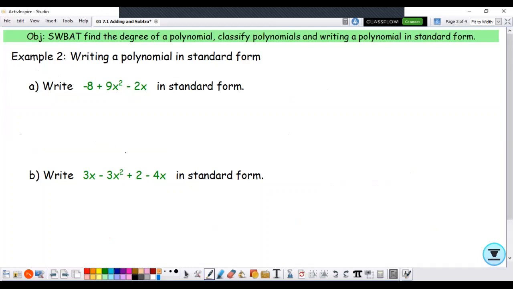So let's practice writing these polynomials in standard form. What you want to do is identify the term with the largest exponent. In this case, it's 9x squared. So I start by writing 9x squared. Then you find the term with the next largest exponent, which is this 2x. Now be careful, you have a subtraction in front of that 2x. That minus sign goes with the 2x because it's directly in front of it. And then our only remaining term is this minus 8. So you write subtract 8.